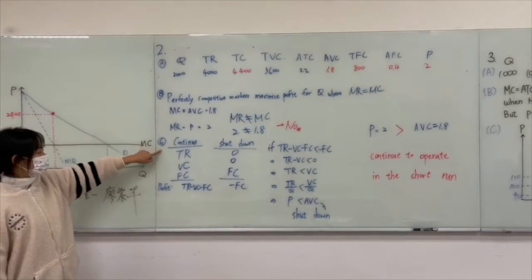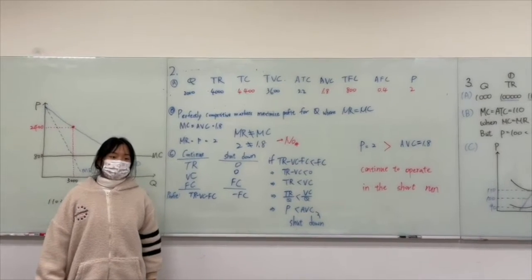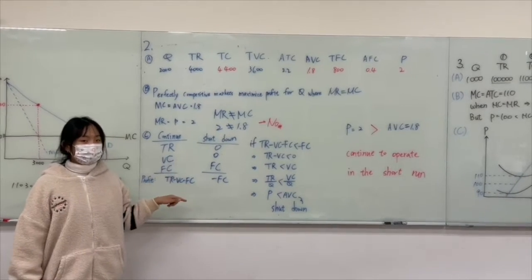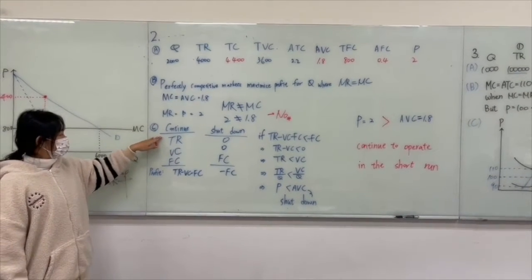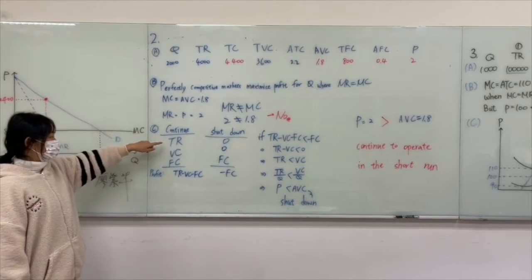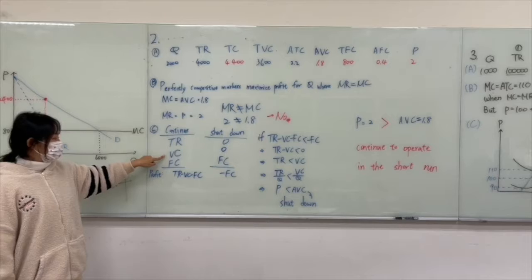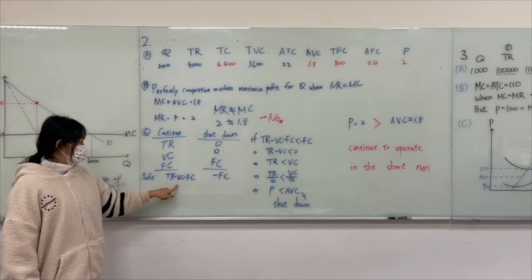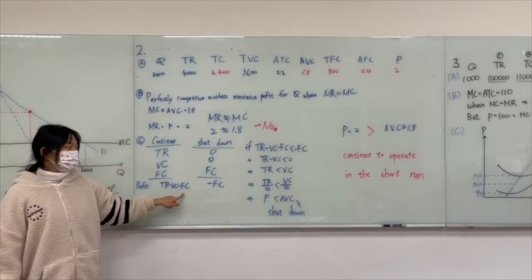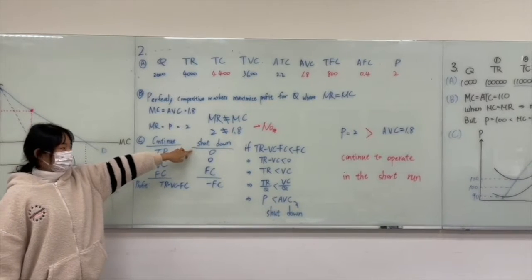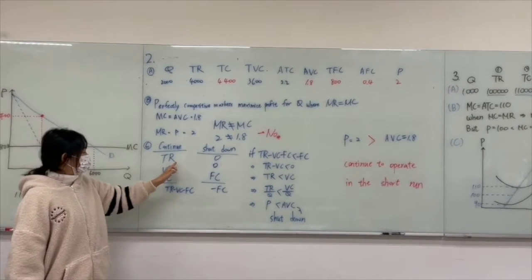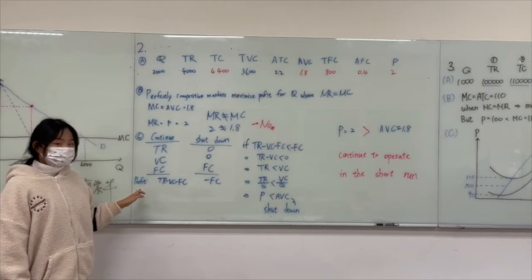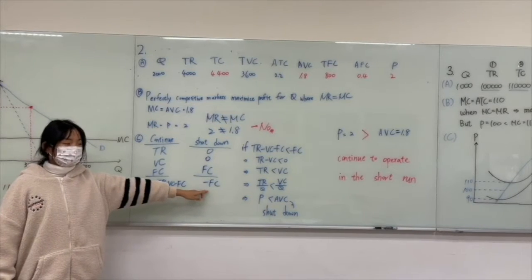Part C. If I am a consultant of the firm, what should I suggest the firm manager do in the short run? If the firm continues to operate, there will be total revenue, variable cost, and fixed cost. So the profit is total revenue minus variable cost minus fixed cost. If the firm chooses to shut down, there will be no total revenue and no variable cost, but there will be fixed cost. So the profit is negative fixed cost.